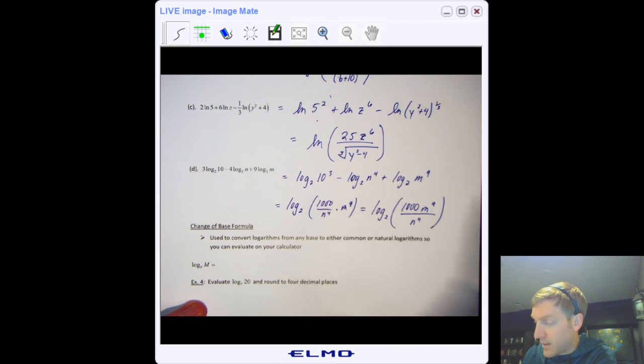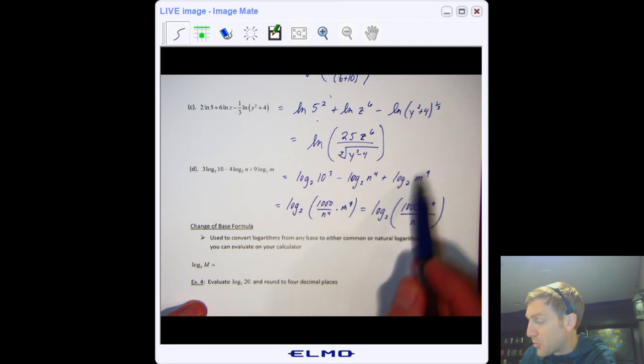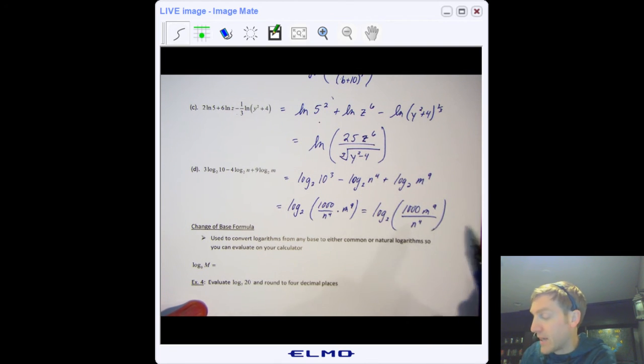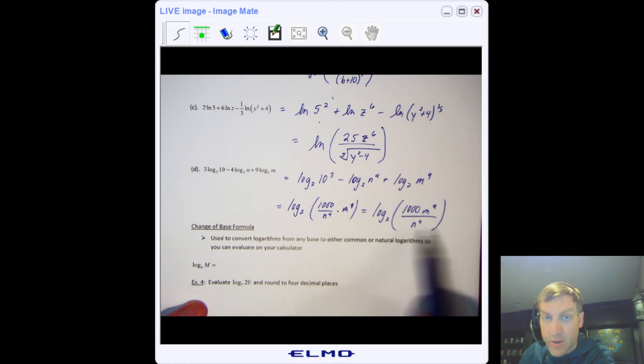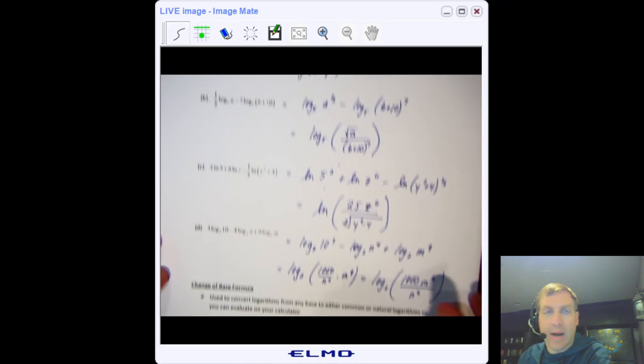And let's say both of these were negative, both of these were subtracted. What that would mean is that both n to the fourth and m to the ninth would be in the denominator. Now that's not the case here, but I'm saying if it was, if you have multiple logs being subtracted, then you have multiple logs in the denominator. Okay, so that's the rule there to write as a single logarithm.